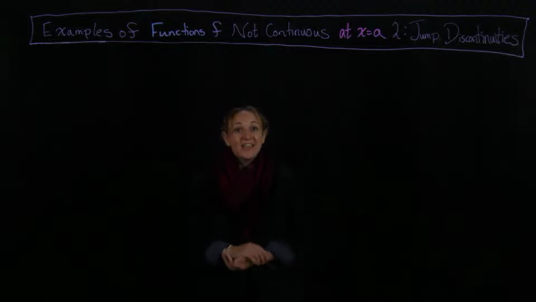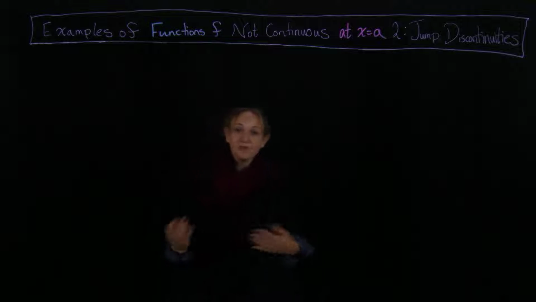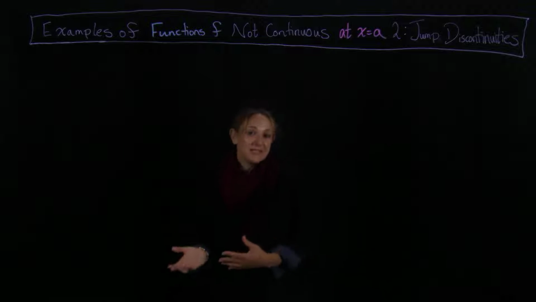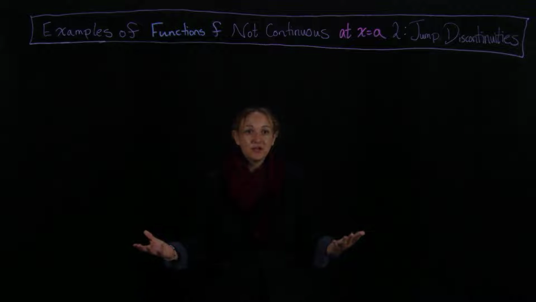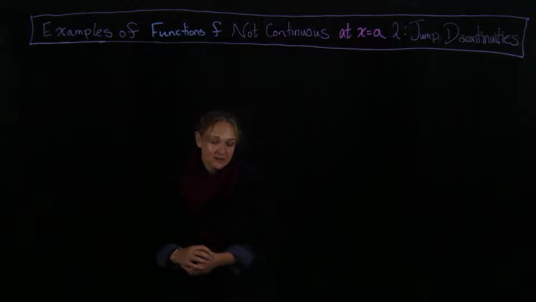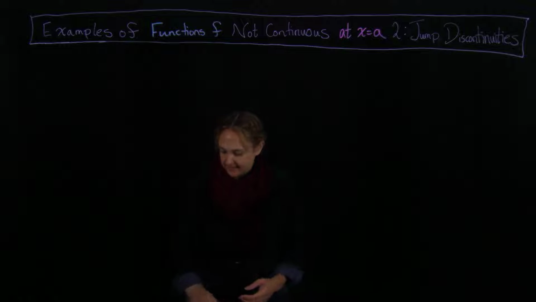Welcome. In this lecture, I want to give another example of a function that's not continuous at a particular value of x equals a, thus it's not a continuous function. And this is going to be a jump discontinuity. So this is another way to be discontinuous.